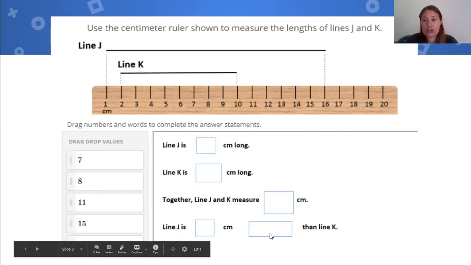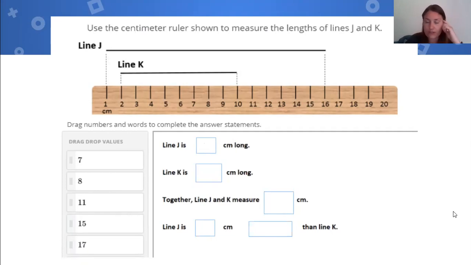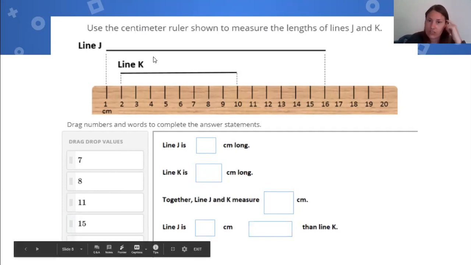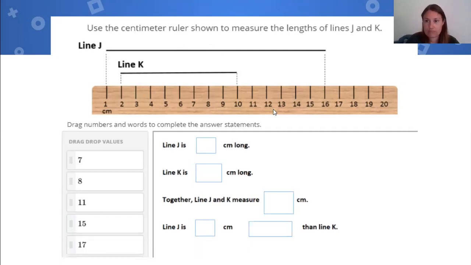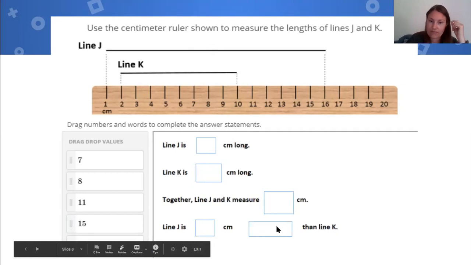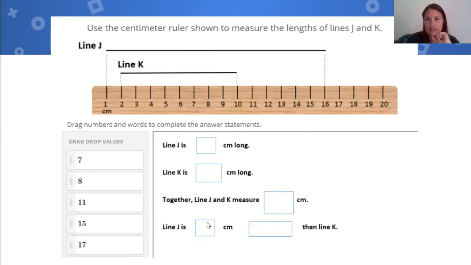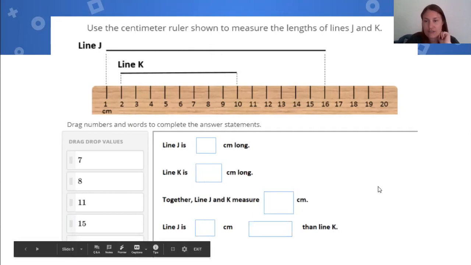And then that last one we talked about, line J is blank centimeters, then blank, then line K. This is that longer or shorter. I couldn't fit it on my screen, but you'll see the words longer or shorter. So you can clearly see here, is line J longer or shorter than line K? You're going to put that here. How much? You're going to find the difference. So how much longer is it? The difference. You're going to subtract. You're going to take away the two.